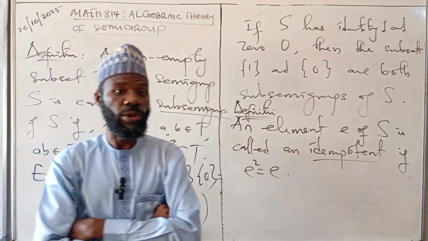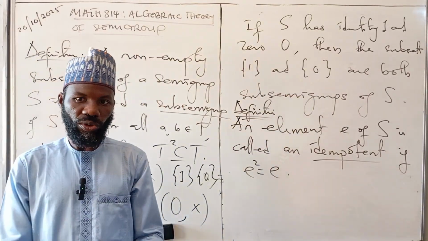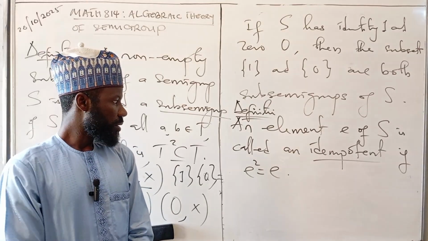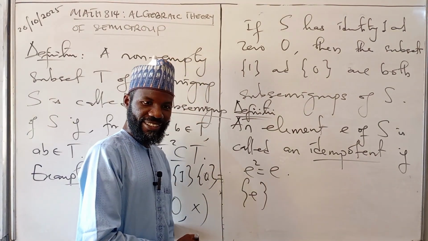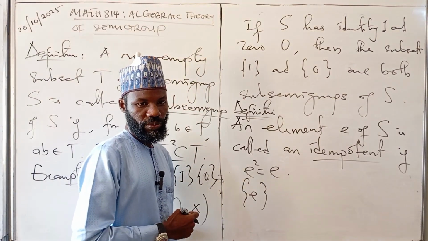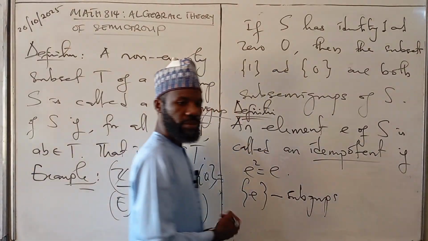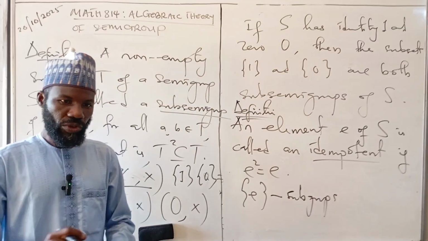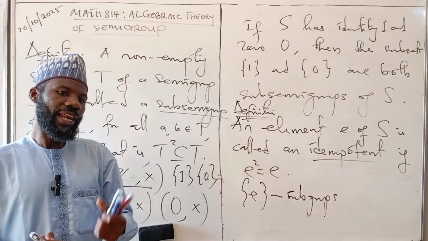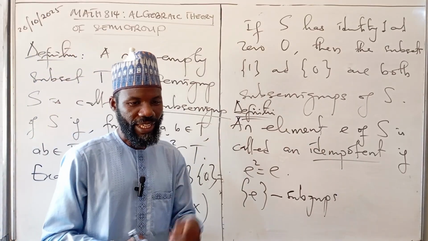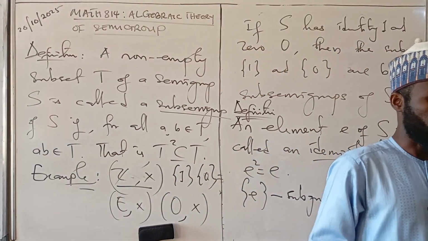And identity is one example of an idempotent. The zero element is also an example of an idempotent. The identity and zero are both idempotent in the semigroup. It is also true that if you pick an idempotent, the singleton containing the idempotent is a subsemigroup. So in a semigroup with idempotents, each idempotent forms a singleton subsemigroup. So you can have many singleton subsemigroups in a semigroup, unlike in a group. In fact, these idempotents are the ones giving rise to singleton subsemigroups.